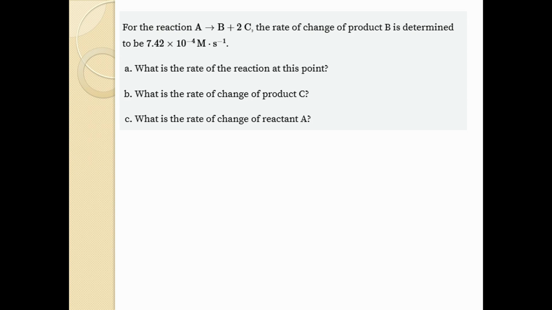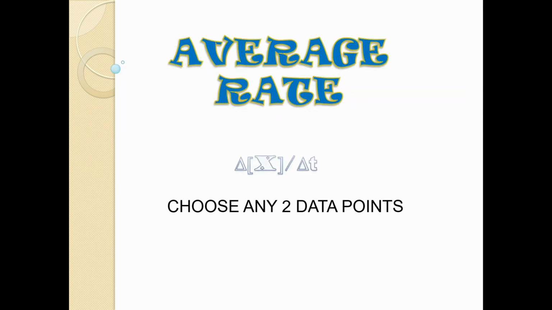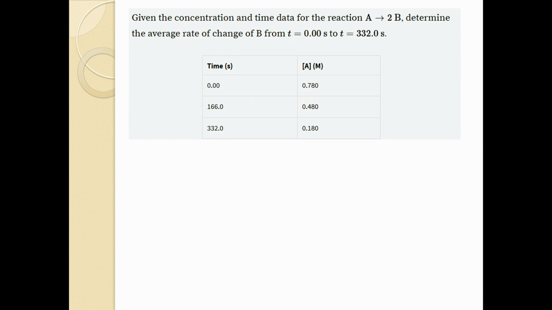if I give you a rate of the reaction that is with respect to B, what's the rate of the reaction? Well, B is a 1, so the rate of the reaction is just 1 of that, 7.42 times 10 to the minus 4. C, however, is twice as big, so the rate for C would be 1/2 of that. And the rate for A would be the same as the rate for B. Average rate, simply change of concentration between 2 points over change of time between 2 points.